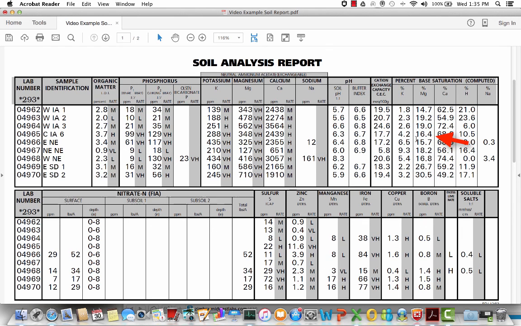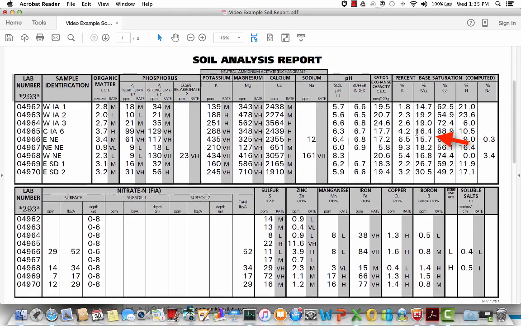Samples 4 and 5, so here we're on that central Iowa sample, and then the eastern Nebraska sample. I said I wanted to be between 12 and 15%. These are right in that range. They're just slightly high. I wouldn't worry about them too much.